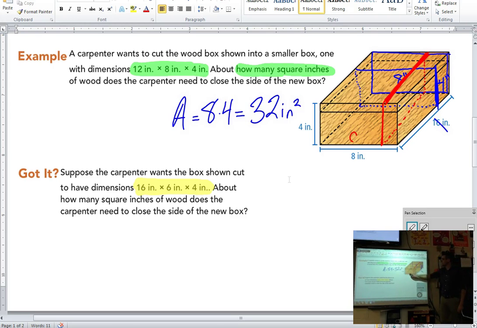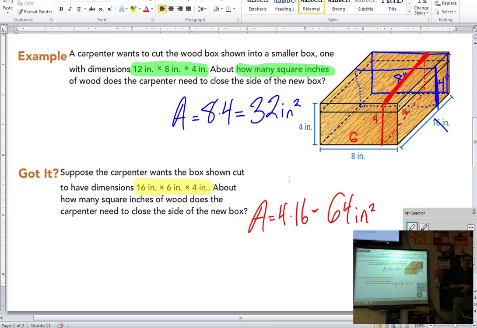But if this new dimension is 6, then what are the dimensions of the red plane that I cut? Sam, what do you think? What's the height of this red plane? And how long is it? Ah, so that's now 4 by 16. So this area will be 4 by 16, which is 64 inches squared.